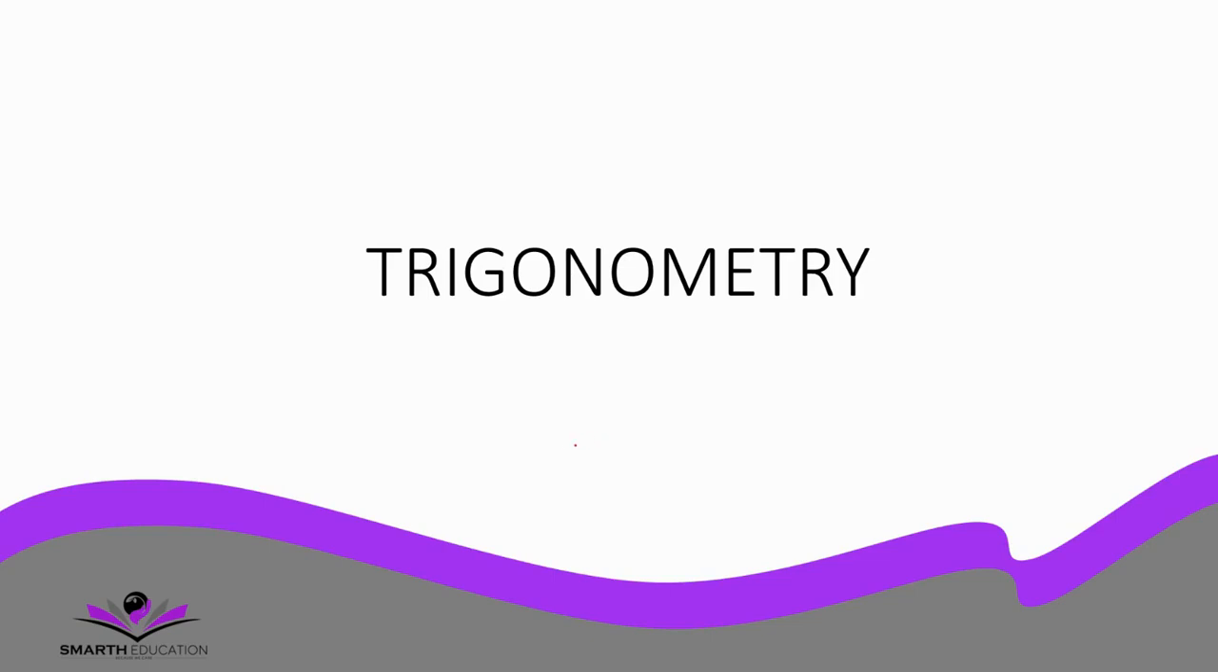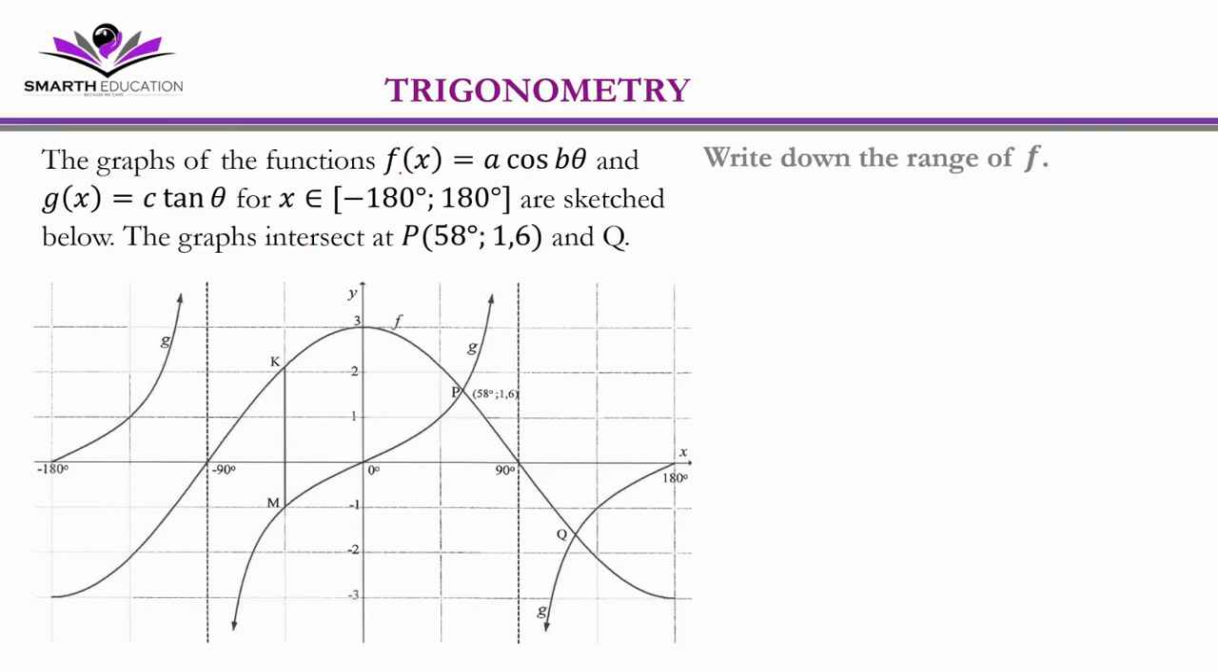This is question 2.1. The graphs of the functions f(x) = a cos(bθ) and g(x) = c tan θ, for the domain from negative 180 degrees to 180 degrees, as sketched below, intersect at P and Q. Write down the range of f.